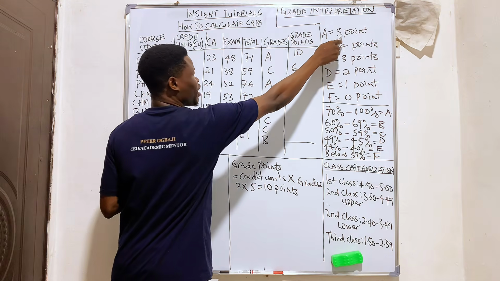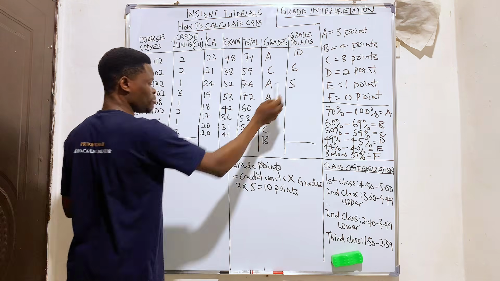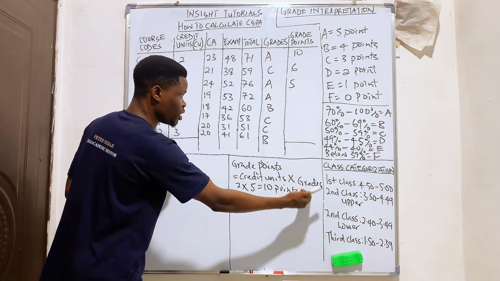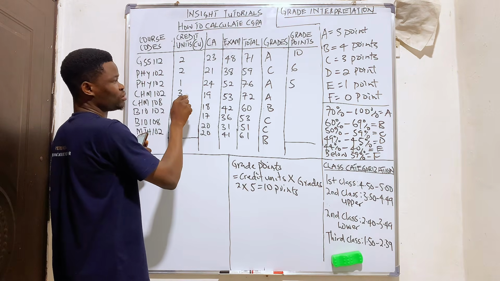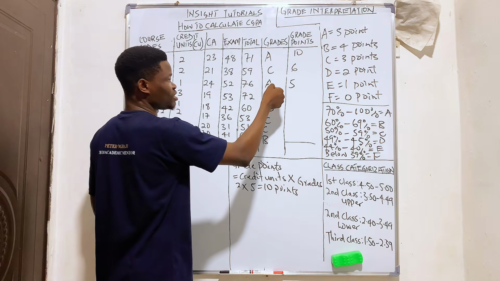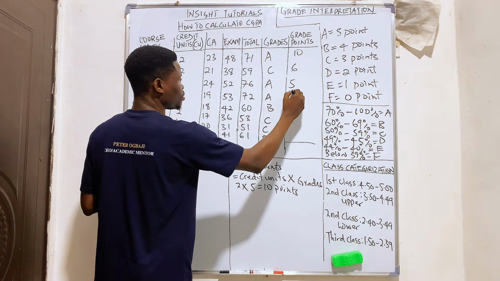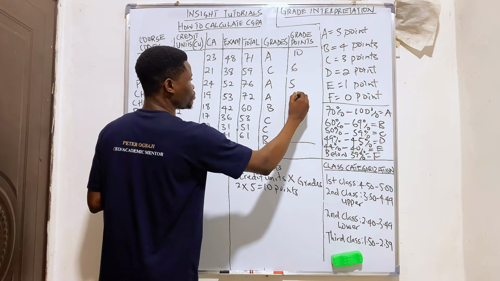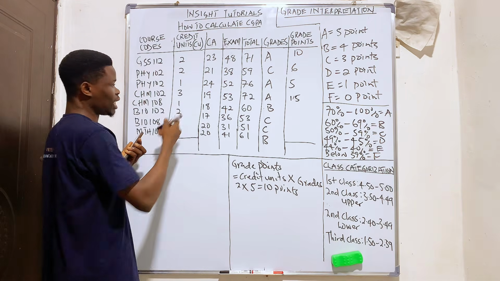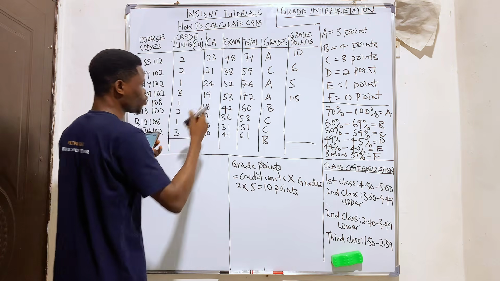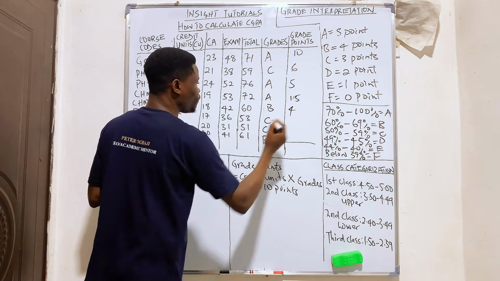This is a 3 credit unit, and the student got A. A is equivalent to 5 points. Remember, we're following this formula: grade point is credit unit times the grade. So this is the credit unit times, since it's A, we're going to multiply with what? 5. So that is 5 times 3, that is 15. And then the student had a 1 credit unit. The student had a B. A B is equivalent to what? 4. So 4 times 1 is still 4.